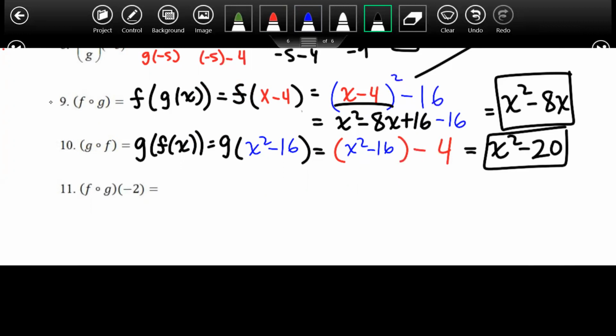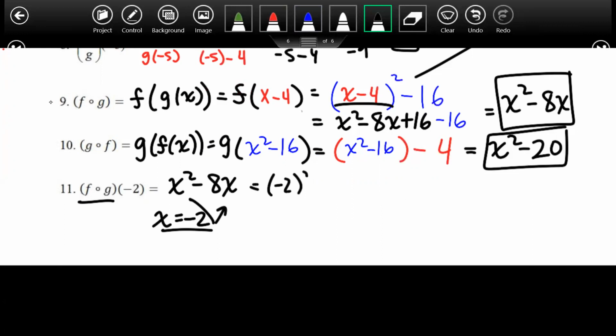Okay. The 11 we're going to evaluate, but the funny thing about it, what do we know that f of g is? Do we know what f of g is? X squared minus 8x. What should I plug into that equation? We're just going to plug negative 2 into both of these parts, and that's all we're going to do. So negative 2 squared minus 8 times a negative 2. 4 plus 16 is going to be 20. So we're just evaluating the function.